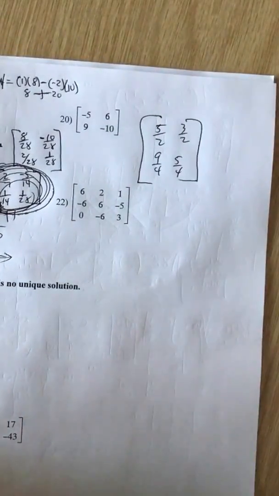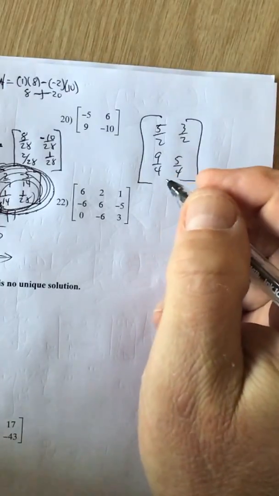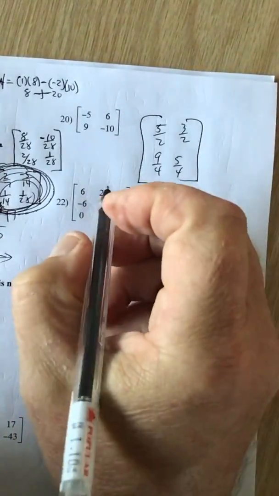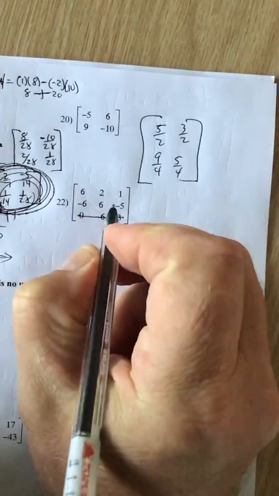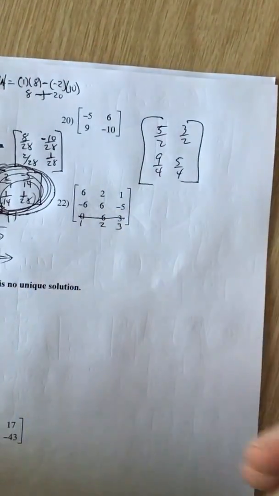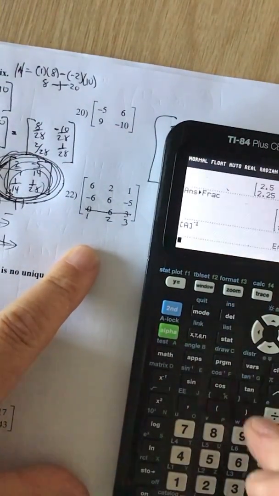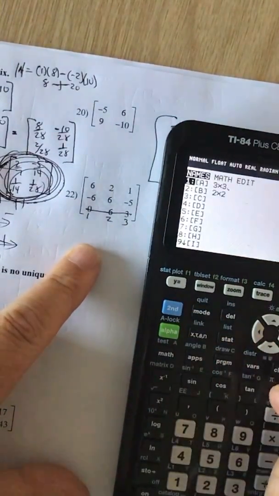So let's do a different one that I know has an inverse. I think we can leave that. Let's just change this bottom row to 1, 2, 3. I think that will do it. Let's put it in and see. I mean, it's not that hard to fix.